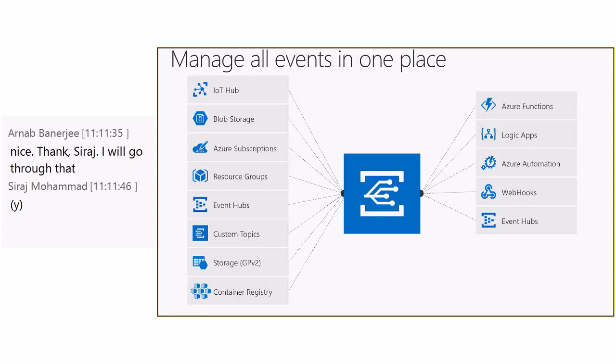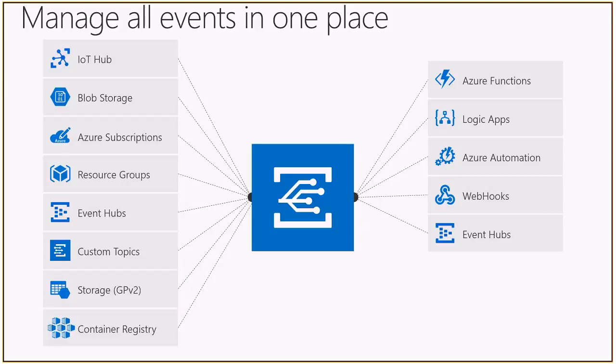On the left hand side, as you can see, we can have various event publishers. The events could be coming in from IoT Hub when new devices are registered, from Blob Storage, let's say when a new blob is created or deleted, or from Azure subscriptions or resource groups. Those could be, for example, when a new VM is created in a resource group or in an Azure subscription, notify and push that event into Event Grid. And then I can have various event handlers listening, basically waiting for that event to be notified and then act on it.